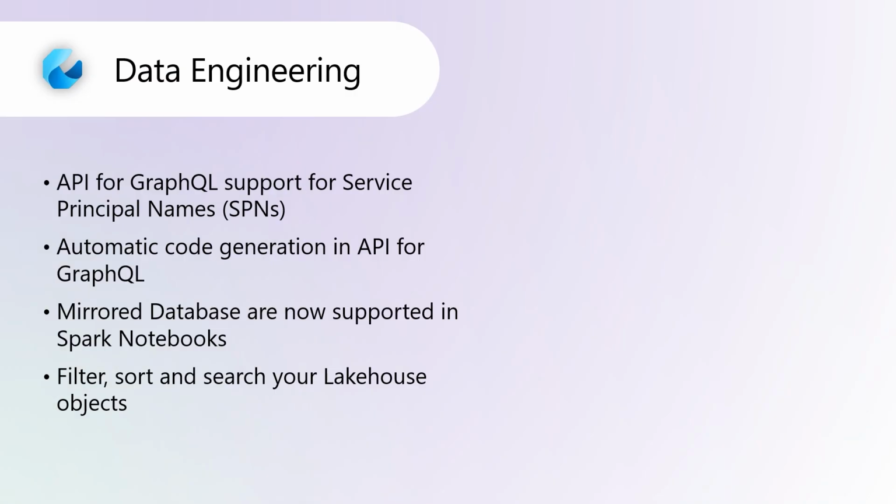In addition, Fabric API for GraphQL now adds the ability to automatically generate Python and Node.js code based on GraphQL queries tested in the API Explorer. This new feature simplifies the workflow for developers by providing a seamless transition from query test to code implementation.